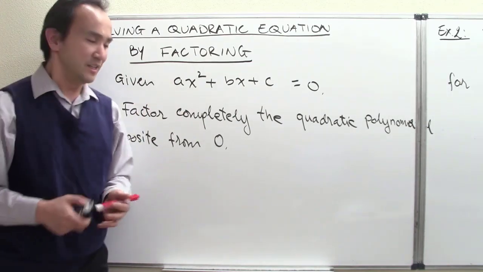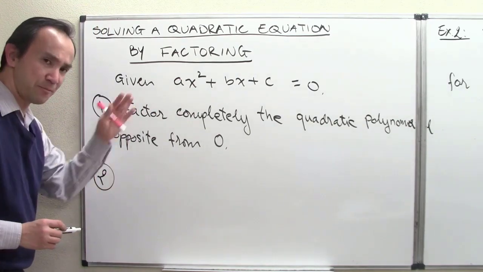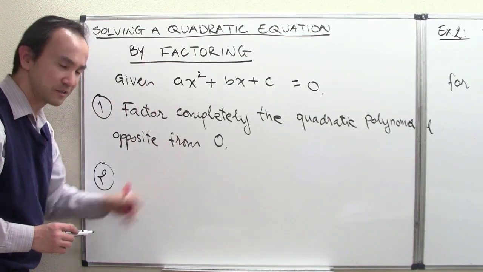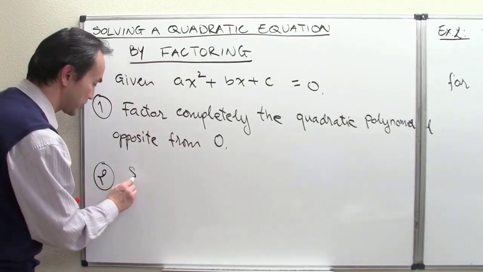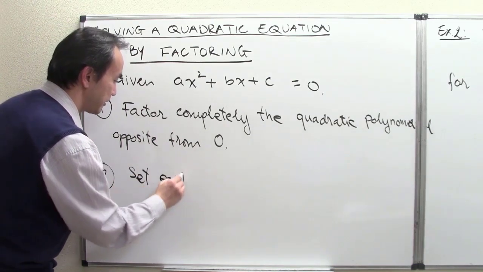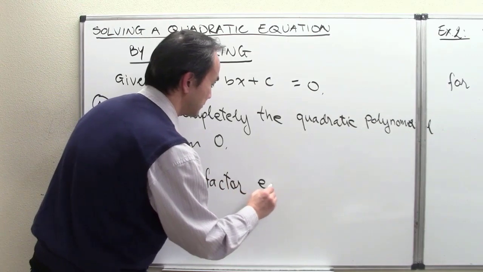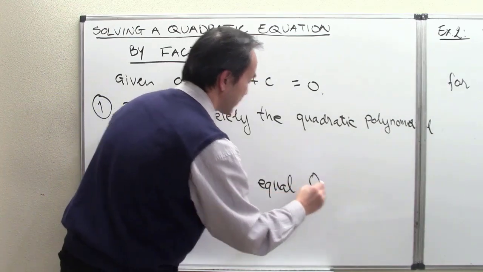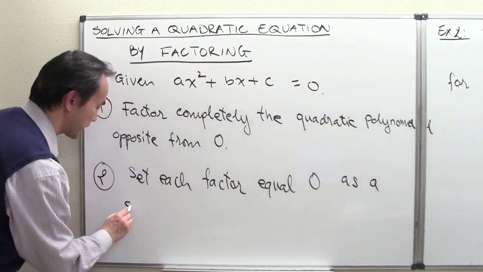Then from step 1, after factoring completely the quadratic polynomial opposite from 0, all we do now is set each factor equal to 0 as a so-called sub-equation.